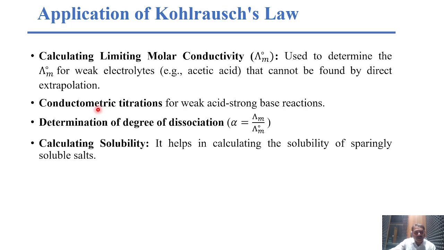Another application of Kohlrausch law is conductometric titration. So we can do the conductometric titration for weak acid strong base reactions. Because in normal acid base titration, weak acids get neutralized in 1 to 2 drops of base. That's why the exact equivalence point cannot be measured by our regular titrations. So these conductometric titrations are very useful to determine the exact equivalence point of the titration.